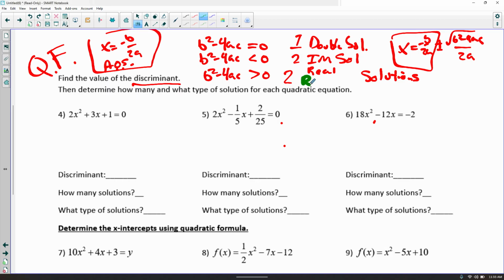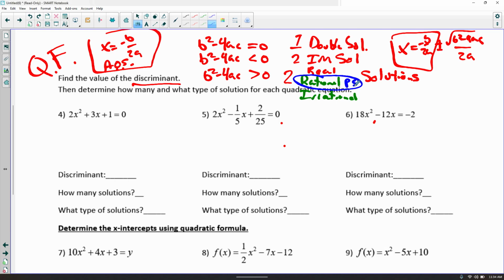You've got rational, right? And you have irrational. What is special about rational solutions? It has to be a perfect square. Okay?